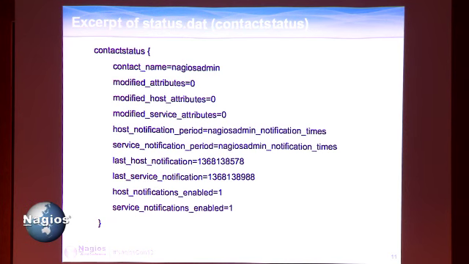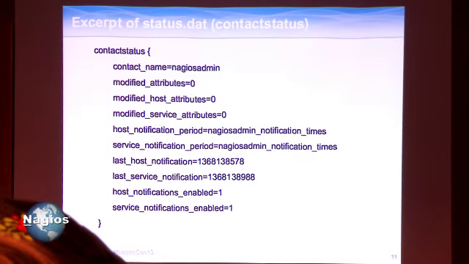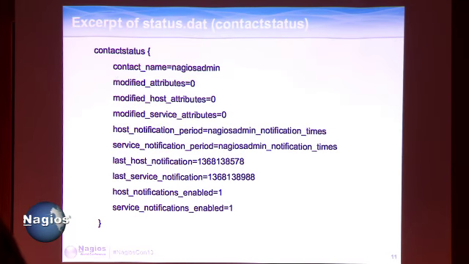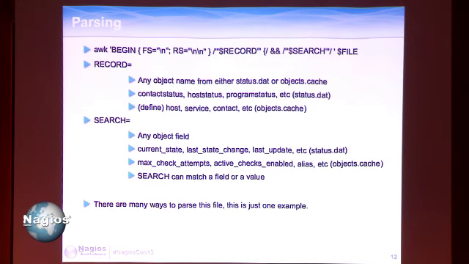Moving on, this is a small excerpt of status dat. This is what the objects will look like, whether they're in objects cache or status dat. You can see that we have a key and a value, and most of the objects will be organized like this in these flat files.